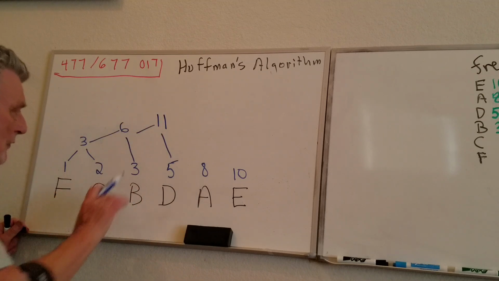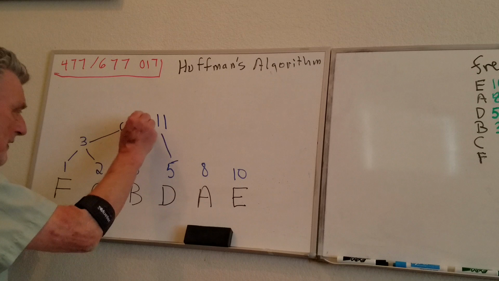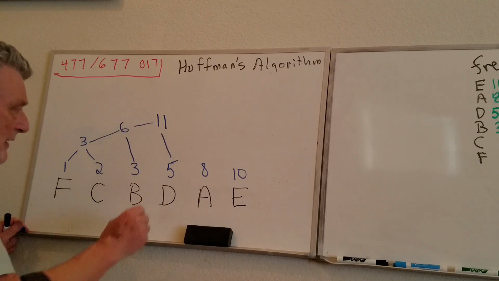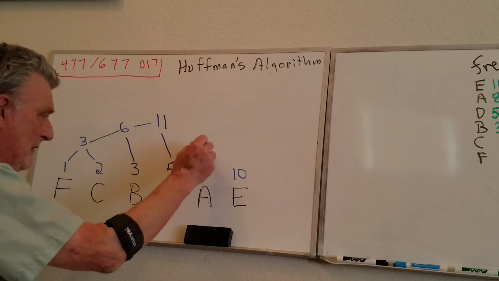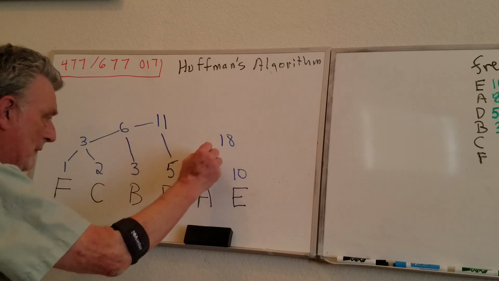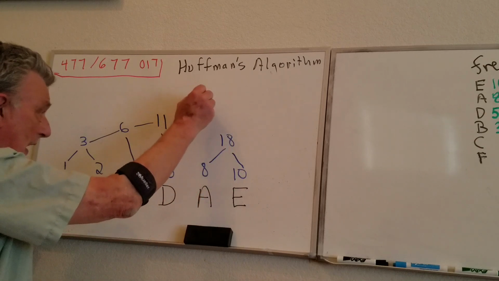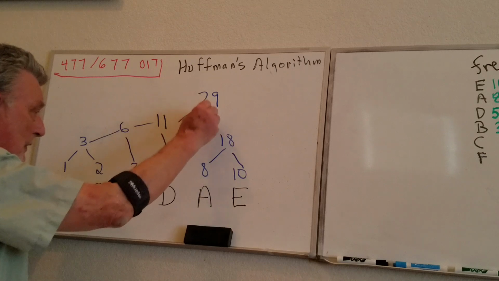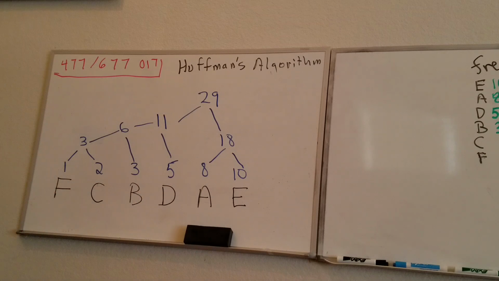Now likewise over here, the two smallest frequency nodes are 6 and 5. Now we have an 11, an 8, and a 10. We can combine these to form 18, and we combine these two to form 29. This is an example of a Huffman tree. It's a binary tree where the leaves are the alphabet. And at every node there is a frequency, which is the sum of the frequencies of the letters at the leaves under that node.